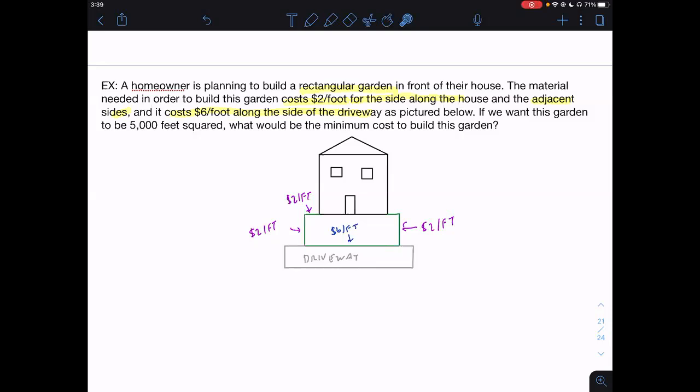And suppose for this garden we're trying to build, we want it to be 5,000 feet squared. What does feet squared mean? That the area has to be 5,000 square feet. Again, squared units means area. And what we're trying to figure out for this case is, what should be the minimum cost in order to build this garden? So here we're trying to minimize the cost of this garden.